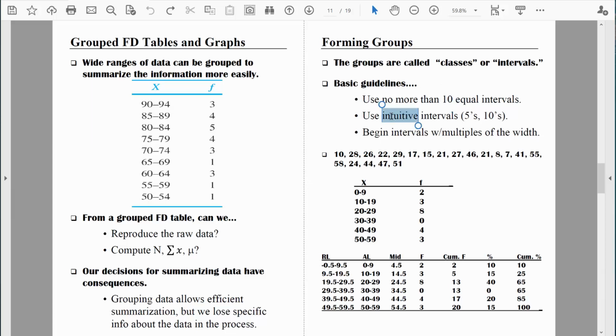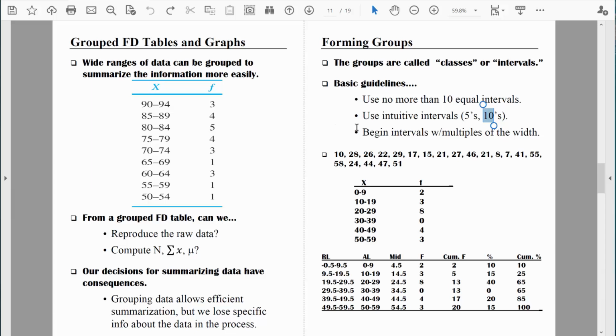Here's another important one. We want to use intuitive intervals. What I mean by intuitive is pick some value that we count by very easily. We count by 5s very easily. We count by 10s very easily. 10, 20, 30, 40, 50. We don't count by 17s very easily. We don't count by 87s very easily. So when we group things up, we're going to group it up by a value that's intuitive.